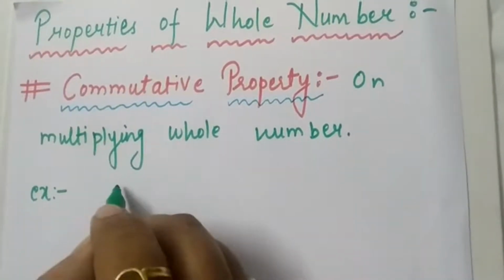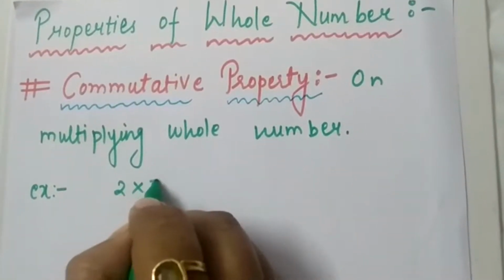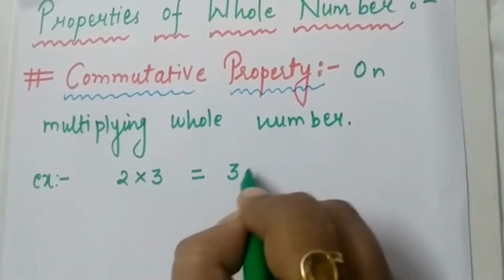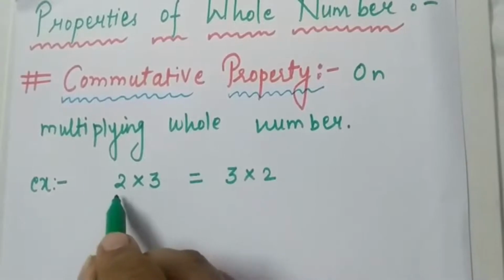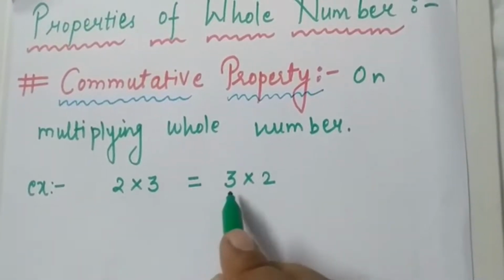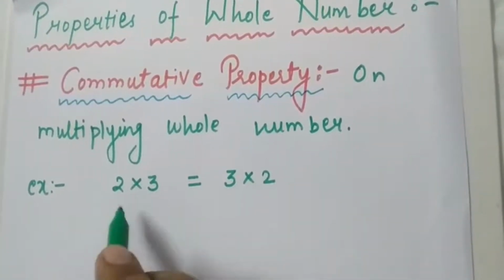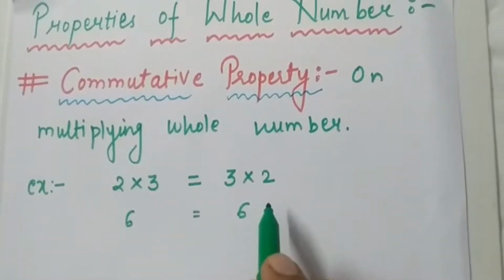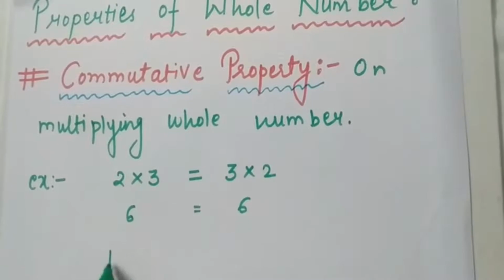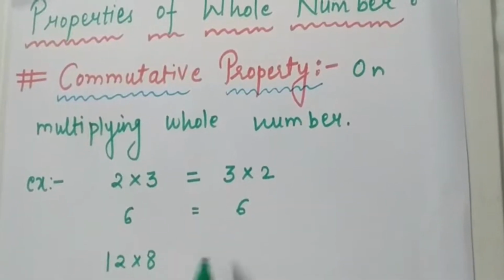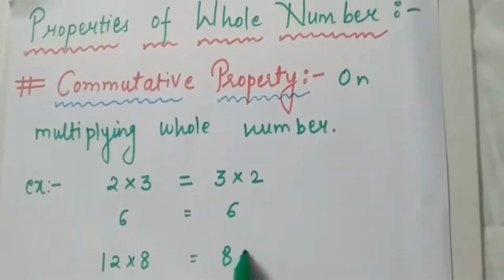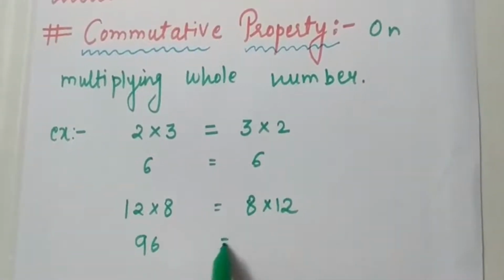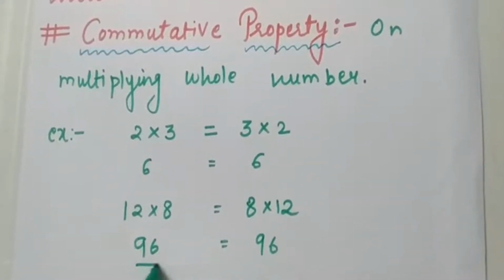I am taking two whole numbers, 2 and 3, and I am multiplying them. And here again I am multiplying 2 and 3 by changing the order. Here I have written 2 first, then 3, and here I have written 3 first, then 2. 2 3s are 6 and 3 2s are again 6. We'll take one more example. 12 into 8 and 8 into 12. 12 8s are 96. 8 12s are 96. Again I got the same answer.